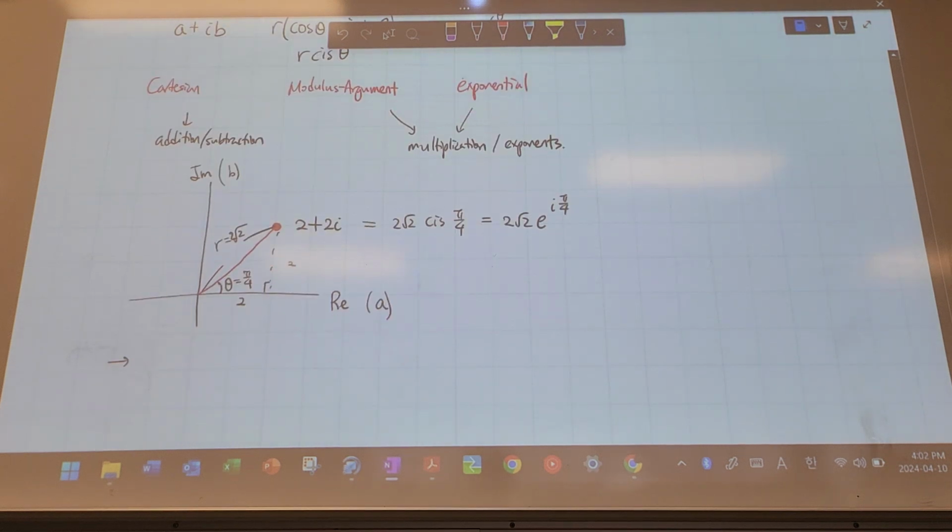One more thing about the complex numbers. We'll talk more about this when we talk about polynomial equations tomorrow. But complex roots always appear in pairs, in conjugate pairs.